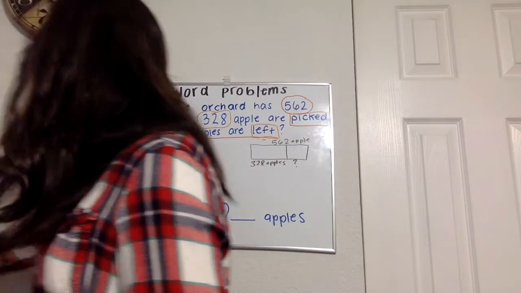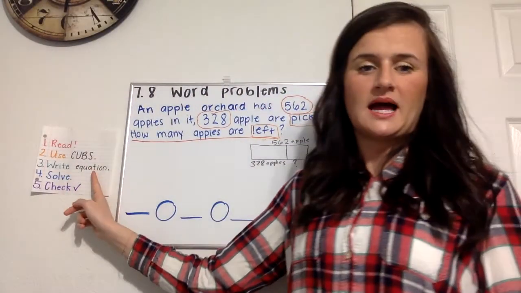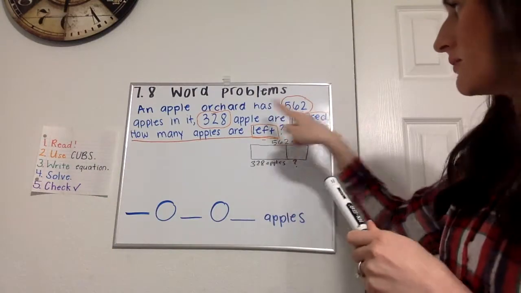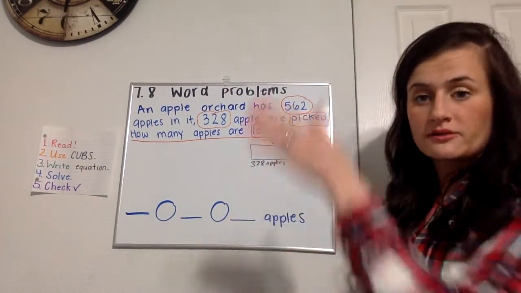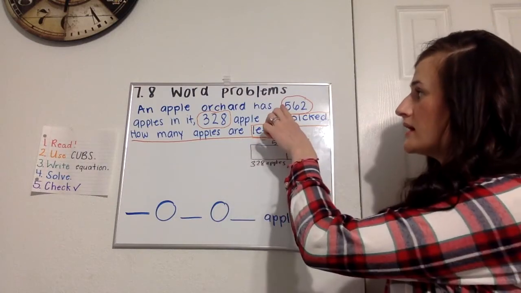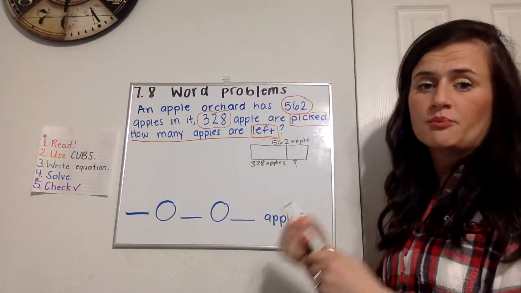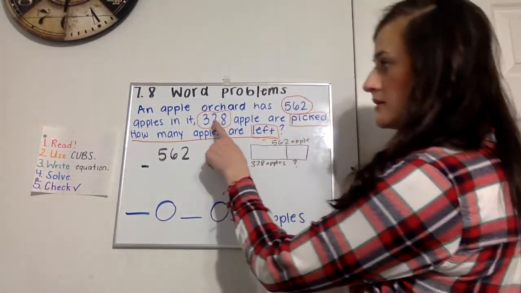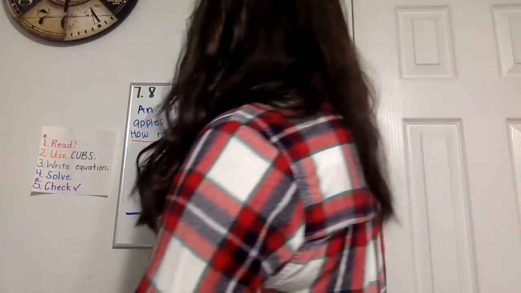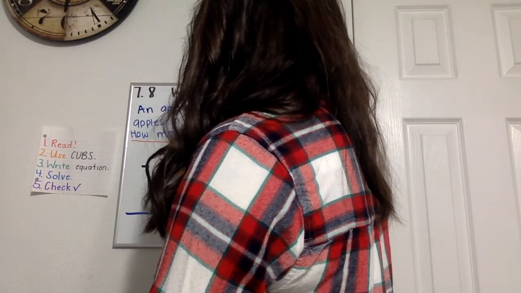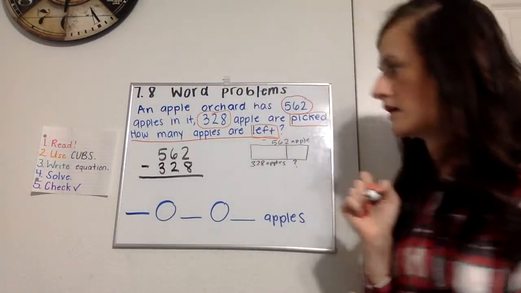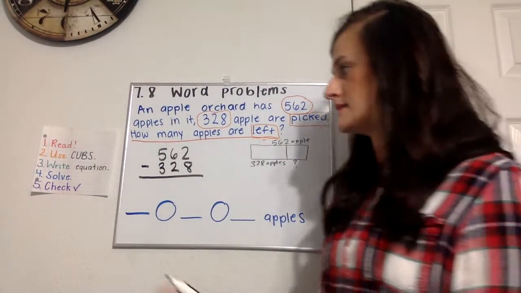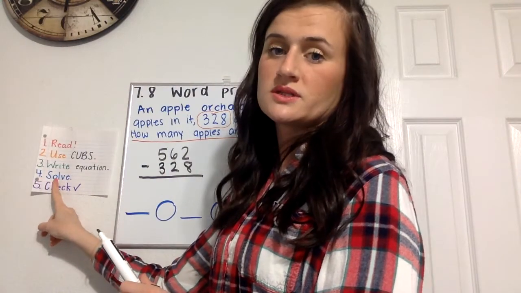Now I need to do step 3, which we're still on, which means write the equation. I'm going to take my numbers and write them in the standard algorithm going up and down. I know 562 is our bigger number, so I'm going to write that on top. And I'm going to write my little subtract sign, and then I'm going to plop in my next number, 328.